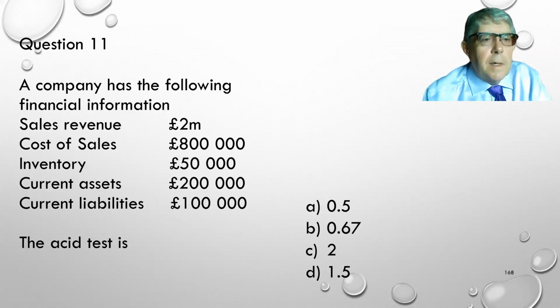Question 11. A company has the following financial information. Sales revenue, 2 million. Cost of sales, 800,000. Inventory, 50,000. Current assets, 200,000. And current liabilities, 100,000. The acid test is A, 0.5, B, 0.67, C, 2, or D, 1.5.